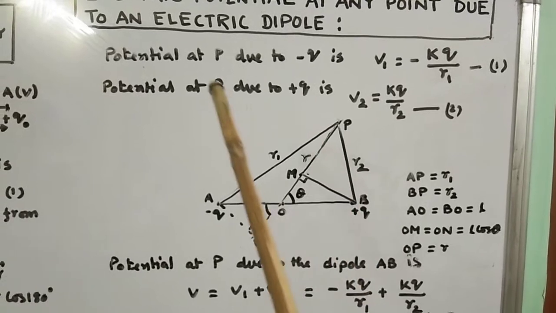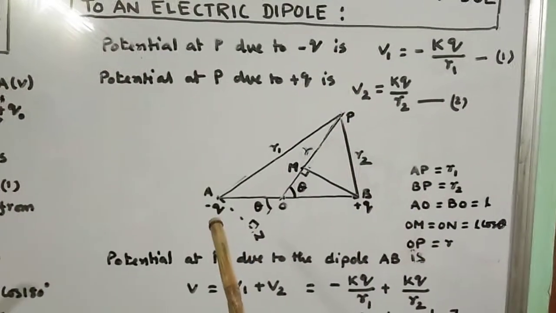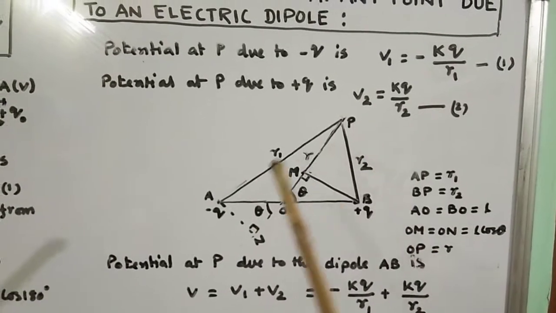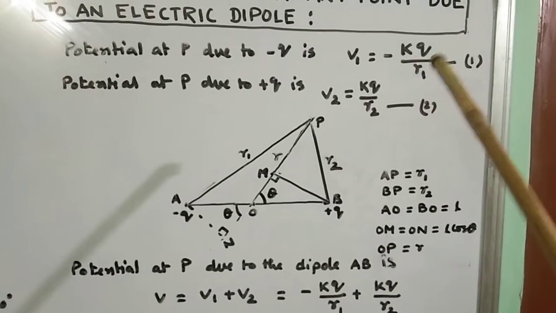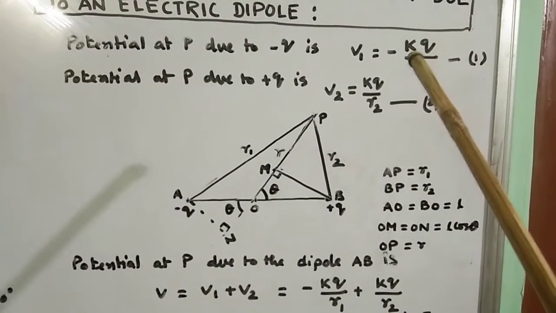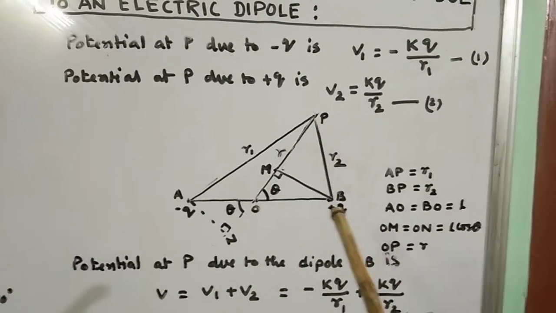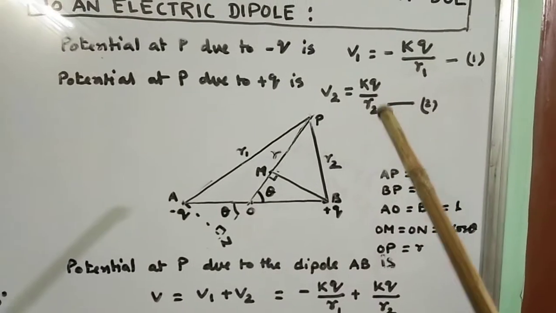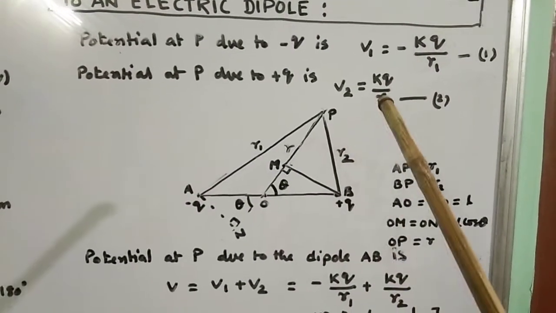So potential at P due to minus Q, this is your charge minus Q, the distance is R1. So the formula is V1 equal to minus KQ by R1. As Q is negative, that's why we are considering the negative sign. Now potential at P due to plus Q is V2 equal to KQ by R2. The distance from P to plus Q is R2.